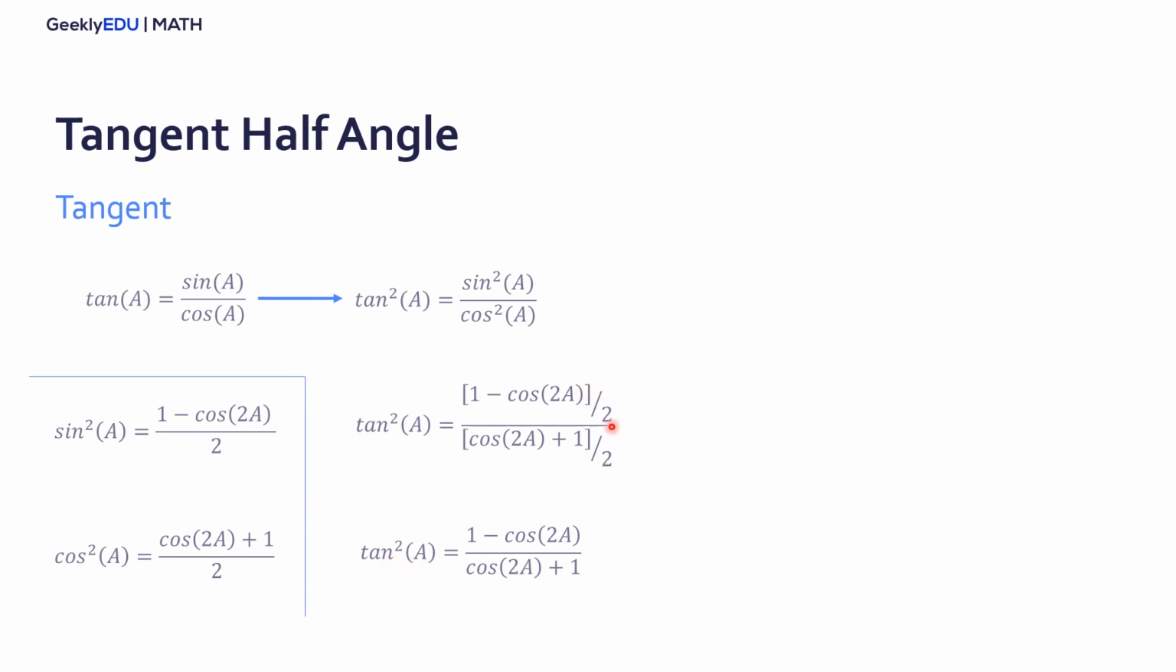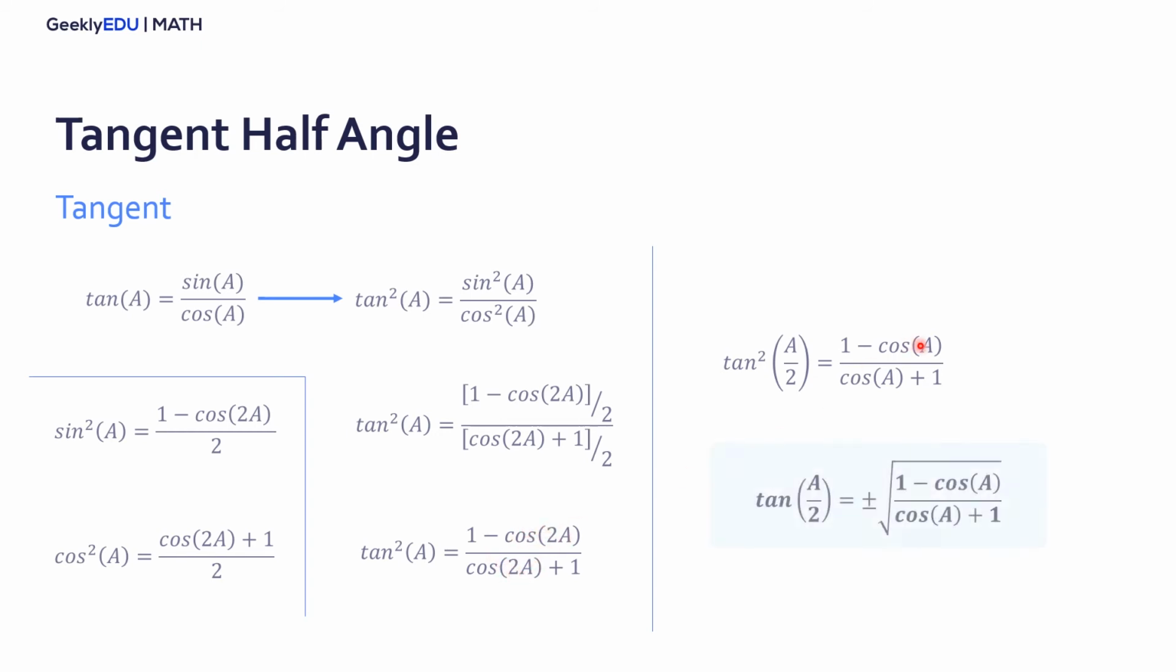the equation. We have over 2 here and over 2 here, and now we take the half of this angle, a over 2. And you see that this 2 inside the cosine will disappear. And we just take the square root of this, of the tangent. So we have the tangent half angle formula over here.